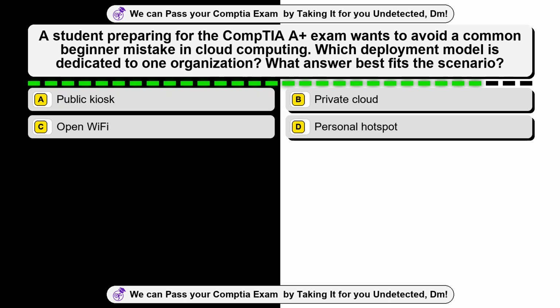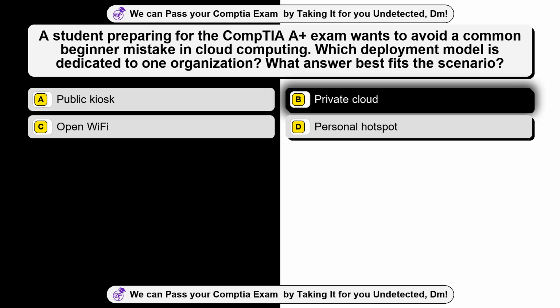Question 5. A student preparing for the CompTIA A+ exam wants to avoid a common beginner mistake in cloud computing. Which deployment model is dedicated to one organization? What answer best fits the scenario? Option A public kiosk. Option B private cloud. Option C open Wi-Fi. Option D personal hotspot.